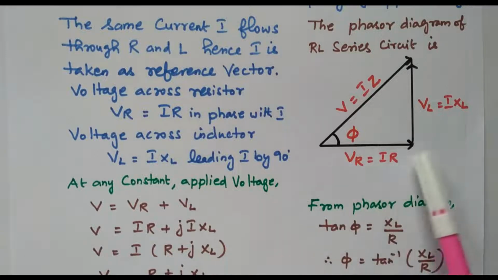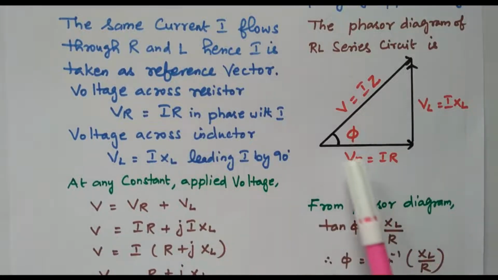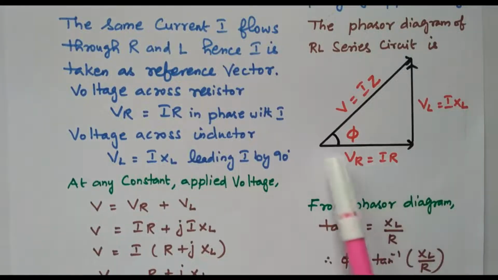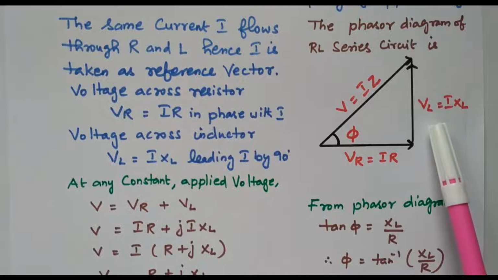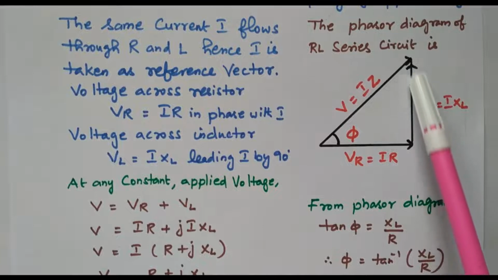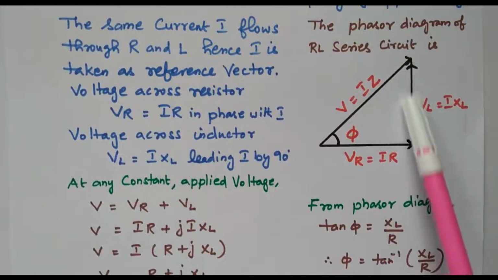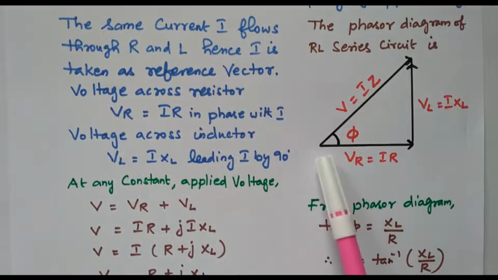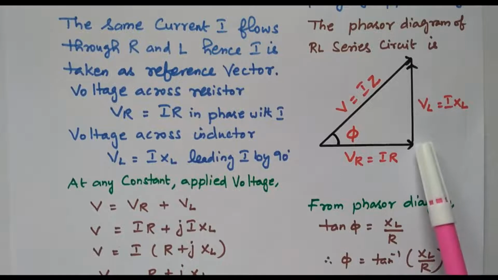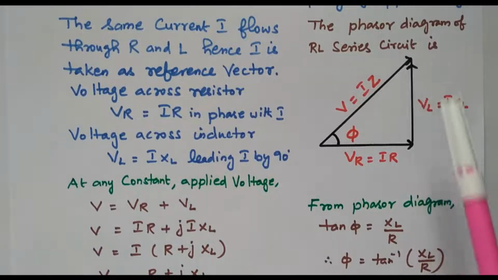So based on that, we have the phasor diagram. This is the reference vector, the current vector. The voltage across the resistor, VR equal to I into R, is in phase with the current, so it is drawn horizontally. Then VL, the voltage across the inductor, I into XL, is 90 degrees leading, so it is drawn as a vertical line. This is the voltage drop across the resistor, in phase with the current, and the voltage drop across the inductor, 90 degrees leading the current.